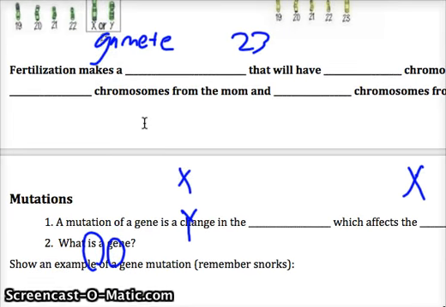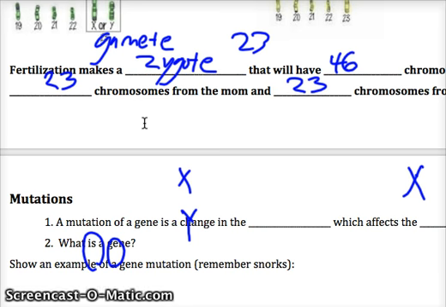Alright, so that's what we're going to talk about in a little bit when we go into sex-linked Punnett squares. And then fertilization makes a zygote that will have 46 chromosomes, and they get 23 from the mom and 23 from the dad. That's what normally happens. So that should all be review. All right, so now let's go on to this chromosomal mutation here.